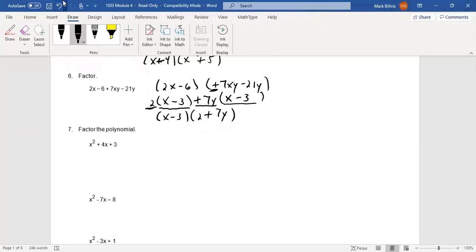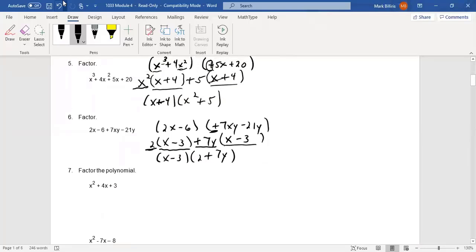So we're going to talk about a process called the AC method of factoring, or sometimes referred to as the reverse FOIL method. So why is it called that? Because when we have the standard form of a polynomial, we have ax squared plus bx plus c. So we're going to be talking about the value in front of the x squared, and we're going to be talking about the constant or the value in front of our third term.